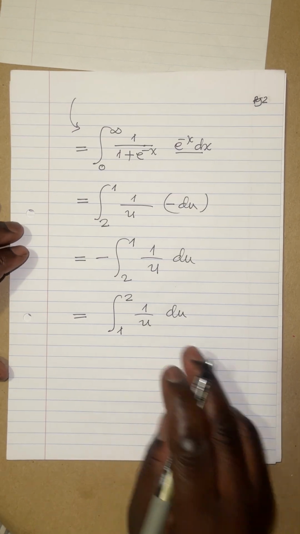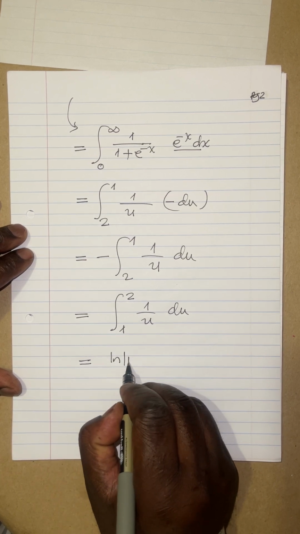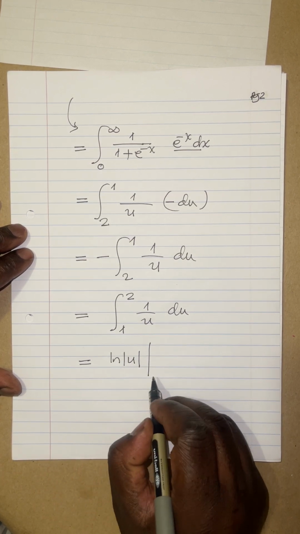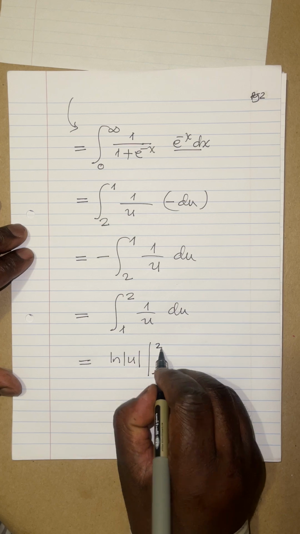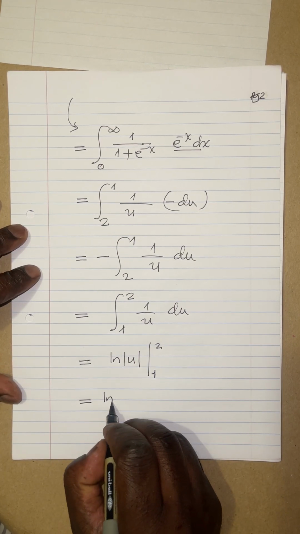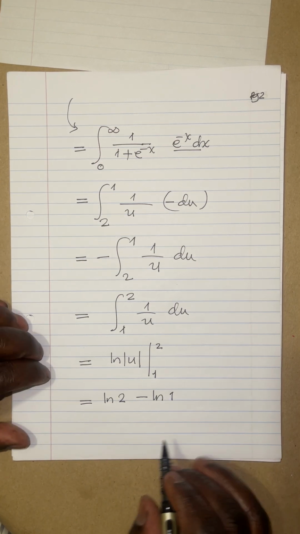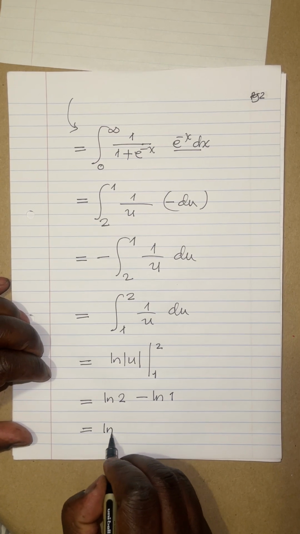Now, the integral of 1 over u is actually natural log of u. So this is equal to natural log of u, and then we are evaluating that from 1 up to 2. Now, if you put in there 2, this will be natural log of 2, and then minus natural log of 1. Natural log of 1 is 0. Our final solution then is natural log of 2.